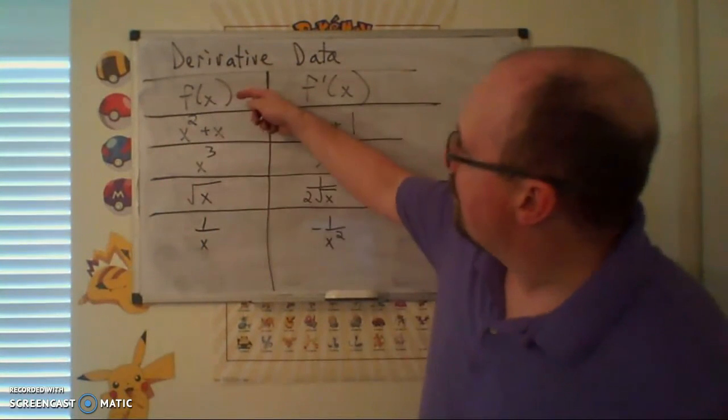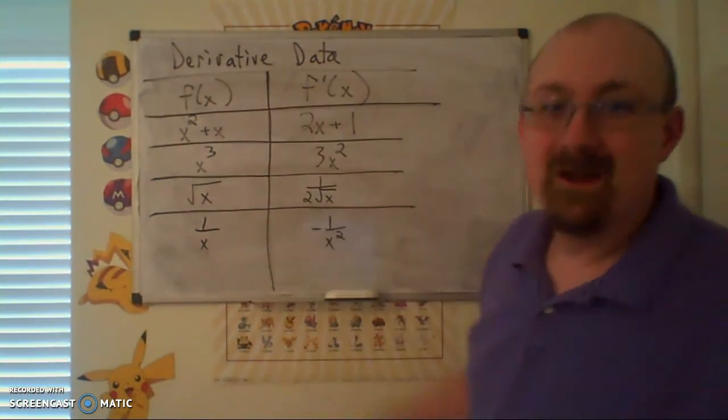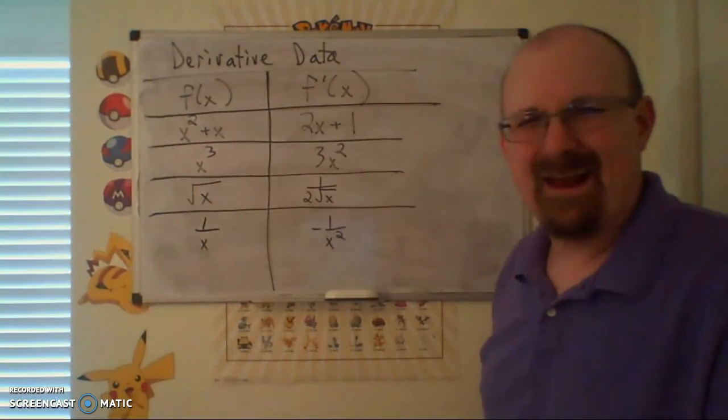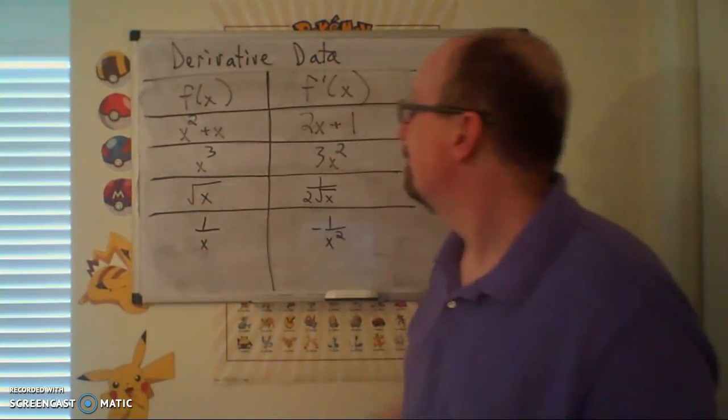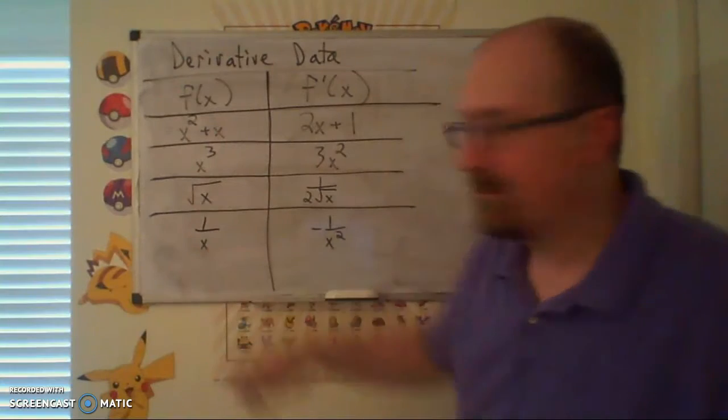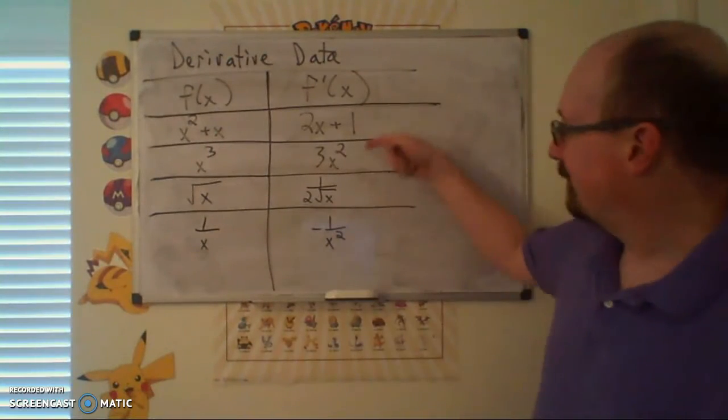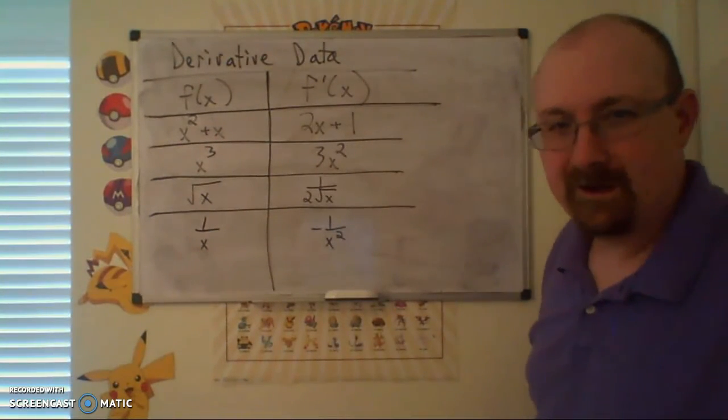Anyway. So on this side of my chart here, I've got all of the functions we've looked at. I rearranged them a bit. I liked having the square root a bit further down. But anyway, so x squared plus x, x cubed, square root of x, and now 1 over x. And I've got the derivatives listed over here.